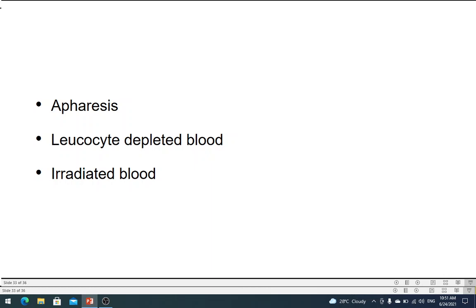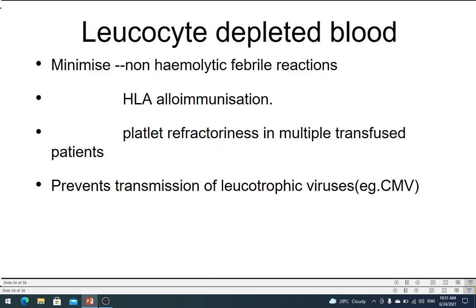Then you have something called leukocyte depleted blood. In leukocyte depleted blood, you remove the leukocyte layer. There is something called the buffy layer. When you centrifuge the blood, you get a buffy layer which contains the leukocytes. You can remove that and then use only the remaining part. So this is what is called leukocyte depleted blood.